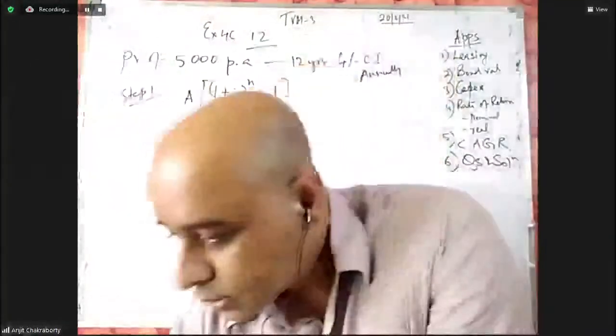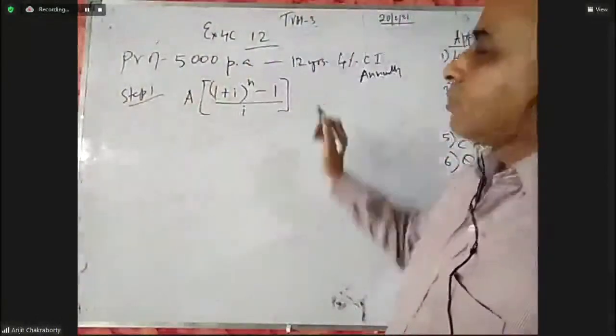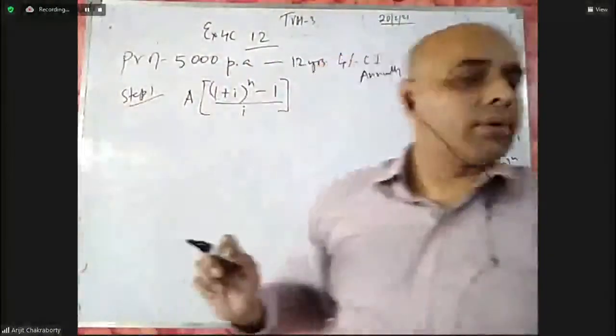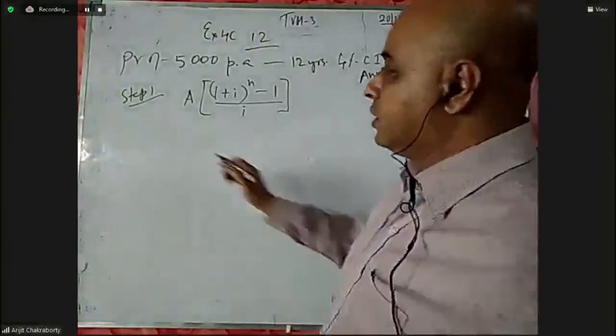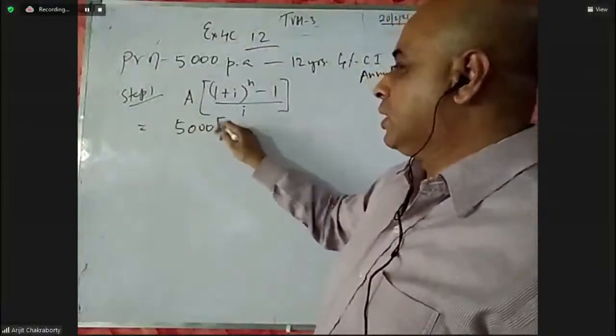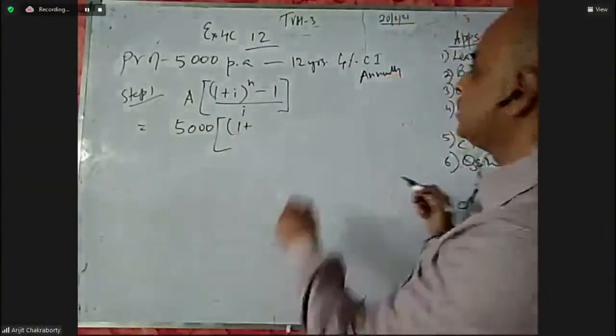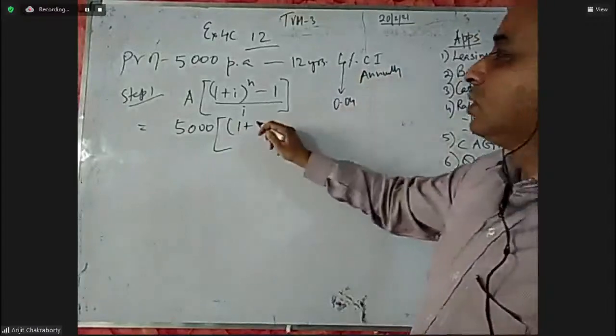Let us do this first and then see the questions. So (1 plus I to the power n minus 1) by I, this is the formula. So let me put the values here and see. This is equal to A, which is 5,000 every year, into 1 plus I. I is 4%. 4% means 0.04.